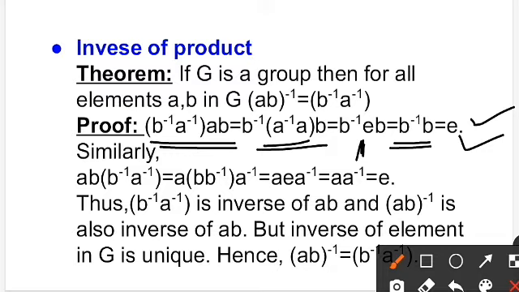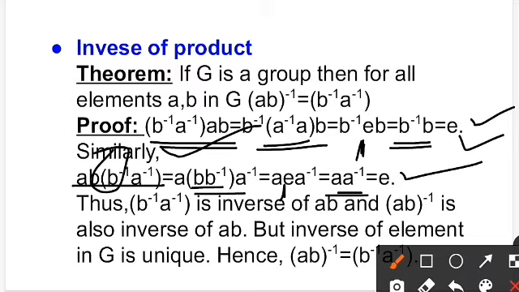Now we will show that AB into B inverse A inverse should be equal to E. Only then can we say that B inverse A inverse is the inverse of AB. So here we have taken AB into B inverse A inverse. Then again by associativity we took these two as A into B into B inverse into A inverse. Now B into B inverse is again the identity element E. Therefore it is A into A inverse, and A into A inverse is again the identity element. Therefore now we can say that B inverse A inverse is the inverse of AB, and also (AB) inverse is the inverse of AB.